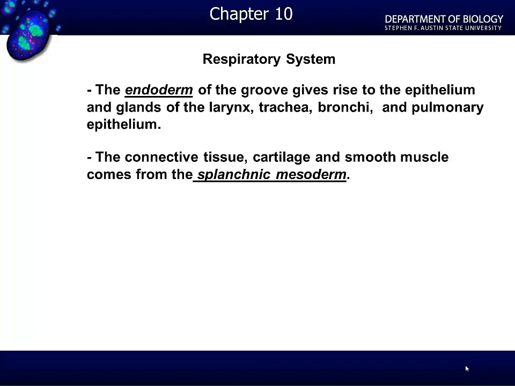Now, when we say glands, we're talking about secretory cells, and we'll talk about those just a little bit. But as you can see, larynx, trachea, bronchi, pulmonary epithelium, that's going to come from the endoderm. But the connective tissue, which is going to include cartilage and smooth muscle, is going to come from the surrounding splanchnic mesoderm that's going to be induced to form these structures by the endoderm in the correct place.